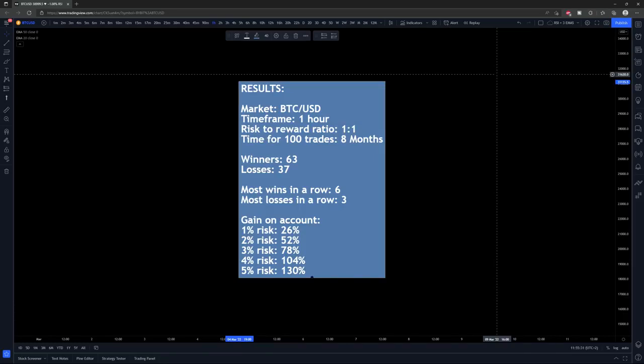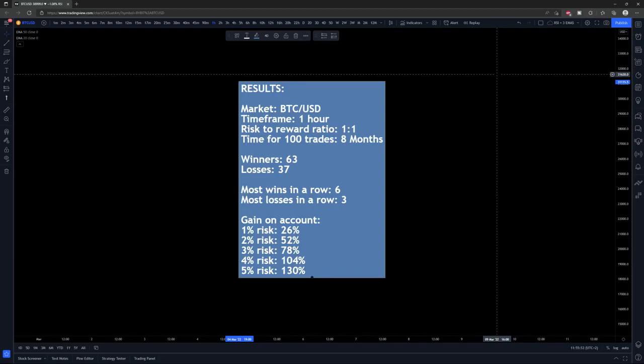Starting at the top, the market tested on was Bitcoin against the US dollar on a 1-hour time frame using a 1-to-1 risk to reward ratio. It took 8 months of price data to get the 100 trades. There were 63 winners and 37 losses. The most wins in a row was 6 and the most losses in a row was 3. So relatively small drawdown at only 3 based on this test.